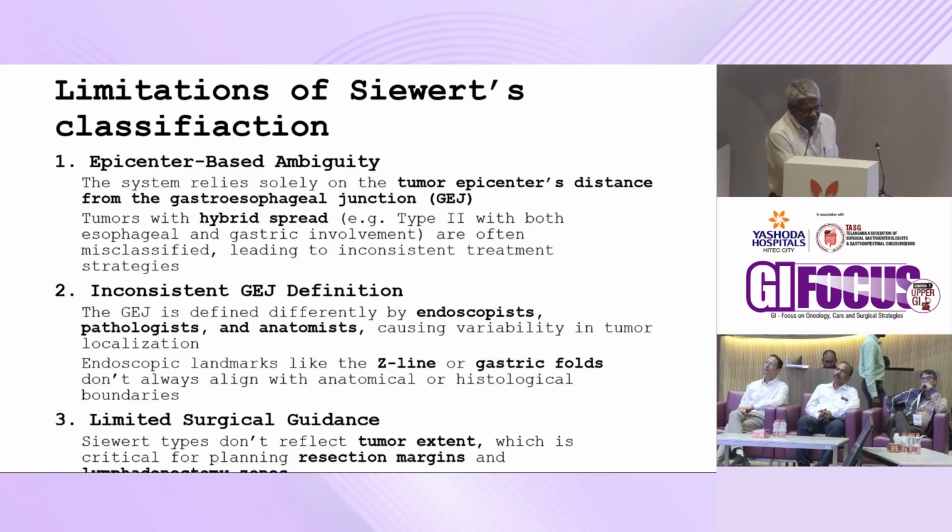But it also comes with a lot of limitations. One of the major limitations is that it is an epicenter-based ambiguity. We really don't know where the GE junction is. There is inconsistency in defining what the GE junction is among endoscopists, pathologists and anatomists. And it is also based on the epicenter of the tumor rather than where it is arising from.